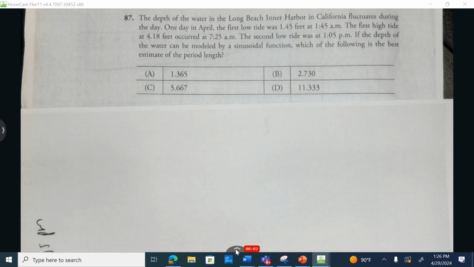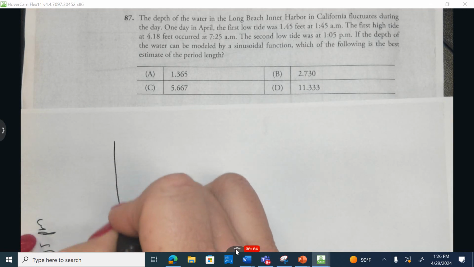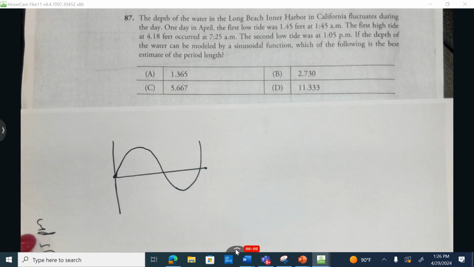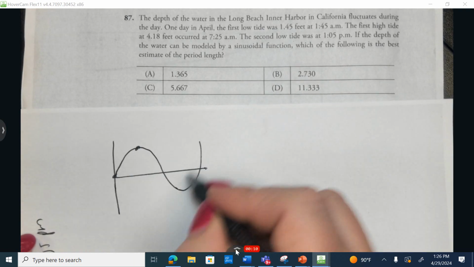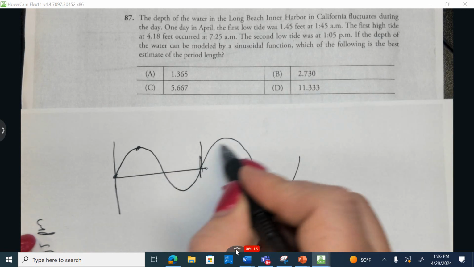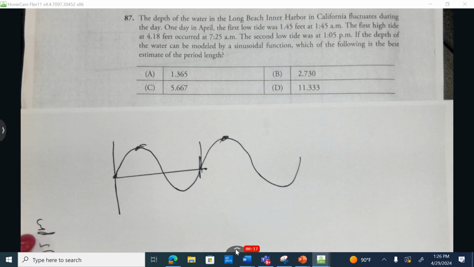Let's first remember what a period length is. For a sine curve, a period length can be measured from one high point to the next. So there is going to be one cycle and then it goes again, right? So from one high point to the next, we can measure it.